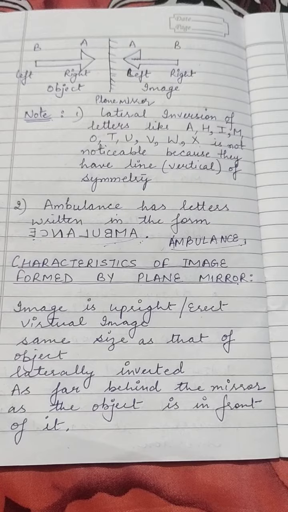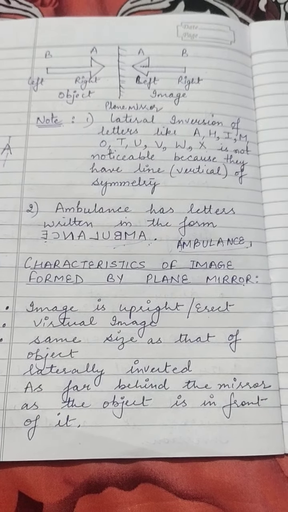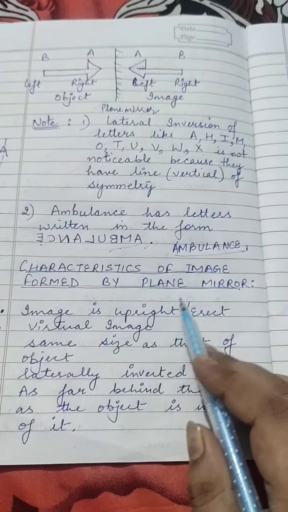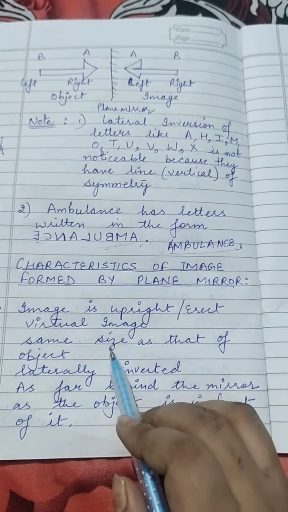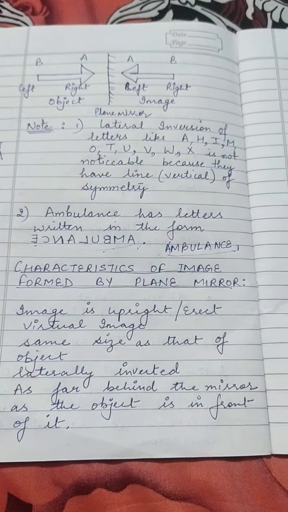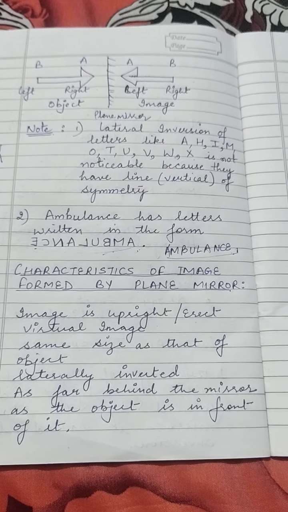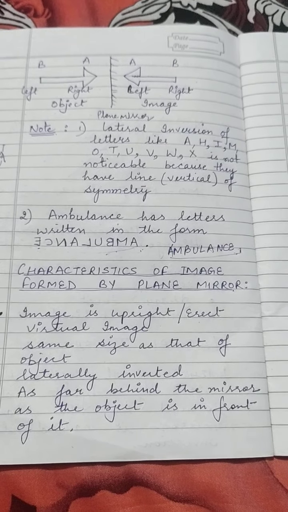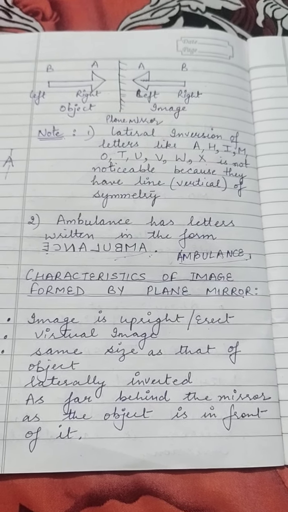Now the characteristics of the image formed by a plane mirror. The image is upright or erect. It is a virtual image. It is the same size as the object. It is not like you are standing in front of the mirror, you are big but you look small in the mirror. It is not like that. You appear the same size as you are.